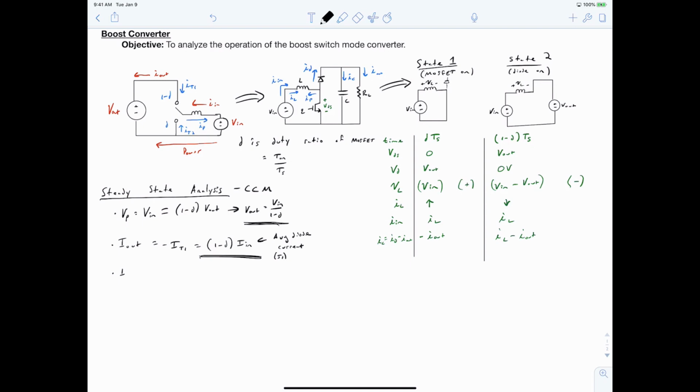Next, we can solve for the average of our throw 2 current to determine the average current through our MOSFET, which using a similar argument is going to be equal to D times our pole current, which is just negative D times IN.